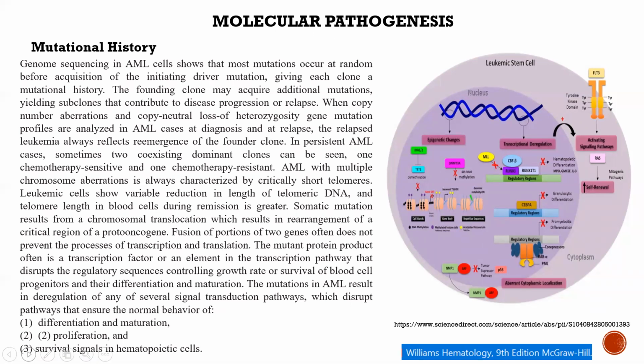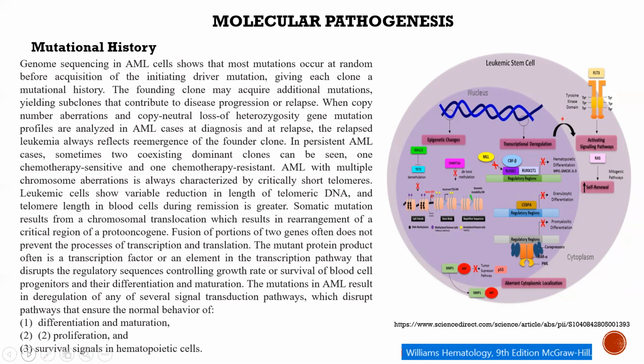Acute myeloid leukemia with multiple chromosome aberrations is always characterized by critically short telomeres. Leukemic cells show variable reduction in length of telomeric DNA, and telomere length in blood cells during remission is greater.